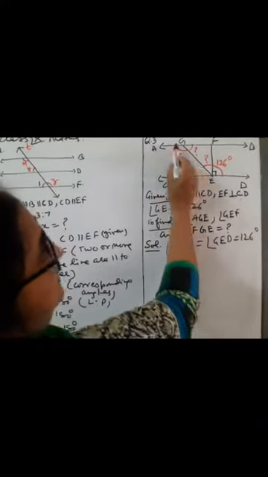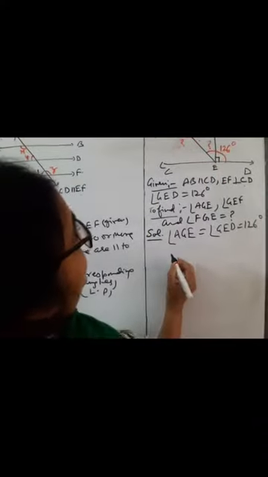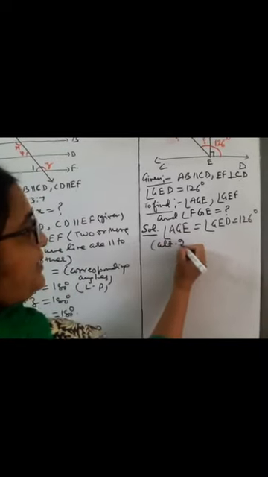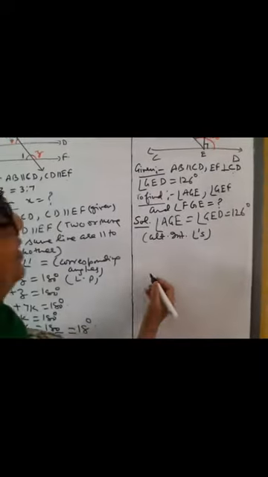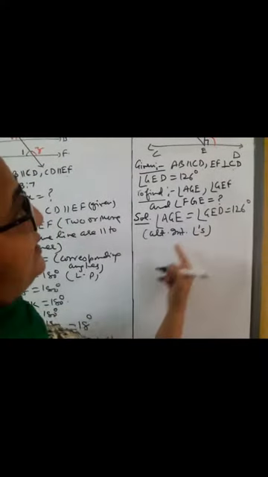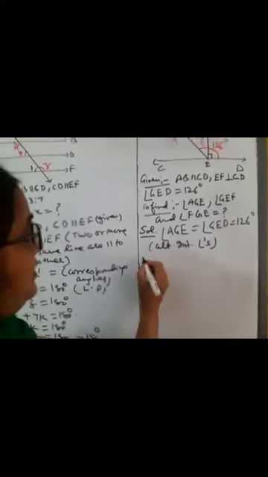Look at beta, these are parallel lines and Z is forming. Z is forming, it means alternate interior angles. What reason you will write down? Alternate interior angles, they are equal. So angle AGE is 126 degree.